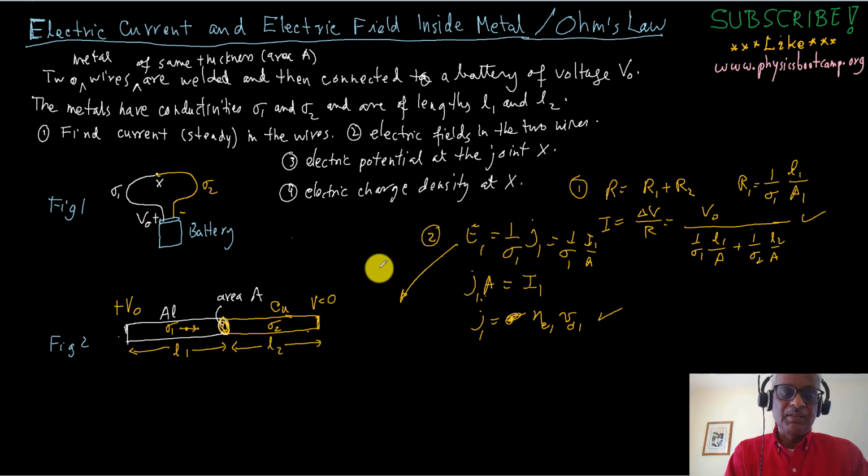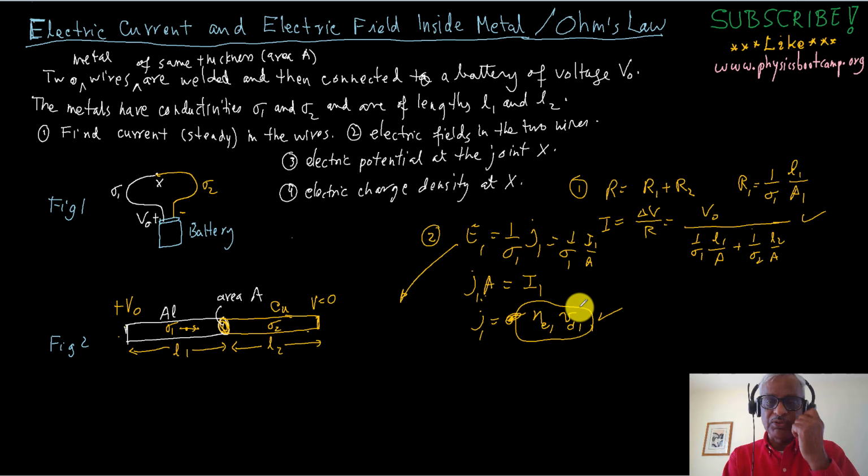So that's the answer. The electric field is going to be over here, because we are just dealing with sigma 1 and sigma 2. If we were dealing with more detail, like the number density of the conducting electrons and the drift velocity, we can get that from this formula also. If those were the question, you can do that also. Let me clean up a little bit.